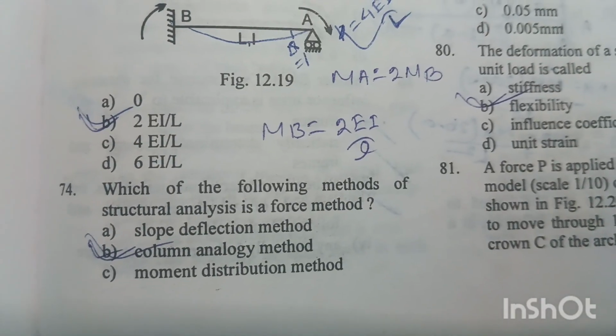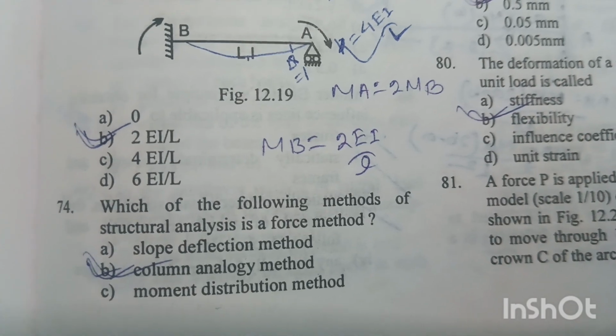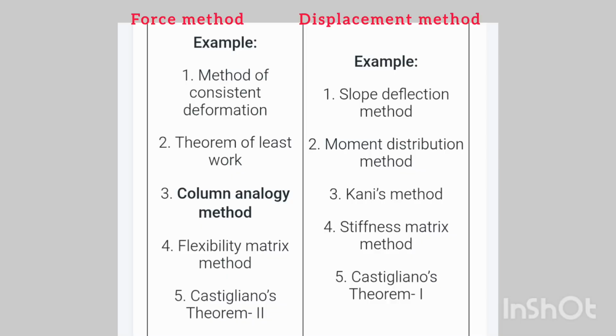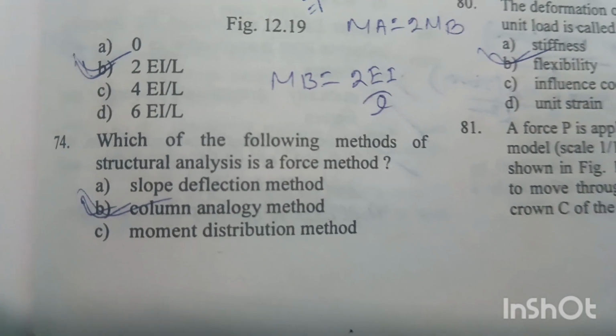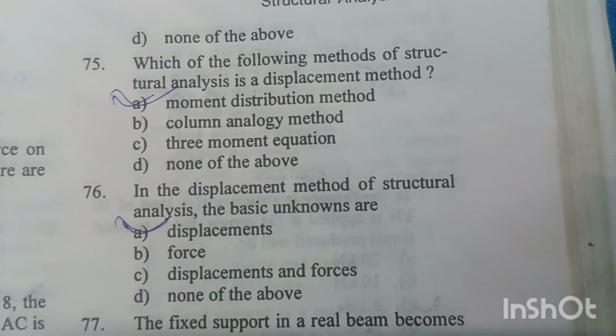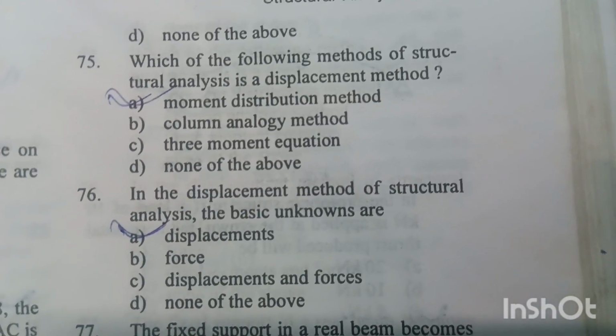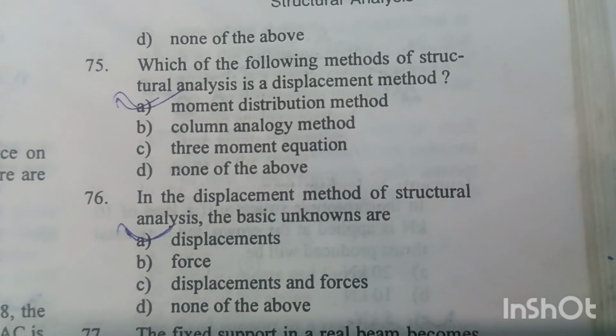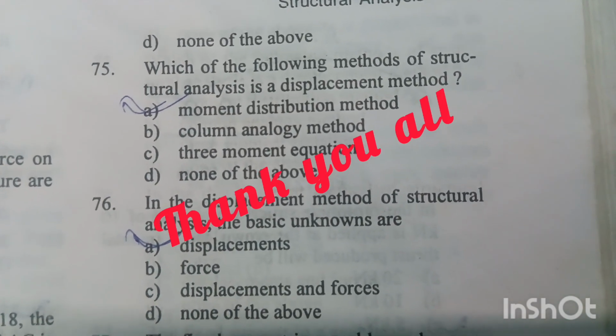Question number 74. Which of the following methods of structural analysis is a force method? Option B is right answer, column analogy method. Question number 75. Which one of the following methods of structural analysis is a displacement method? Option A is right answer, moment distribution method.